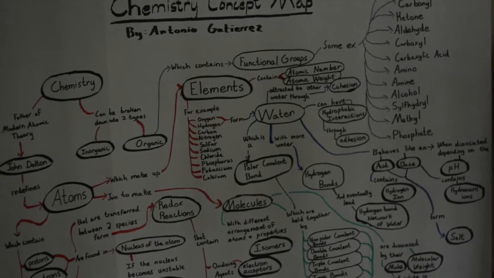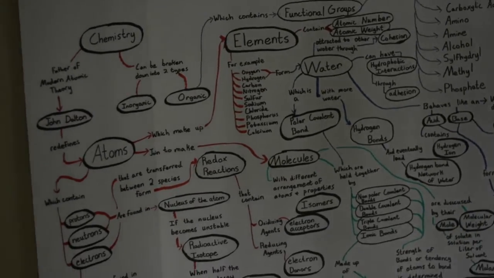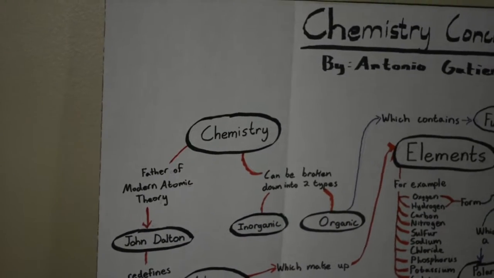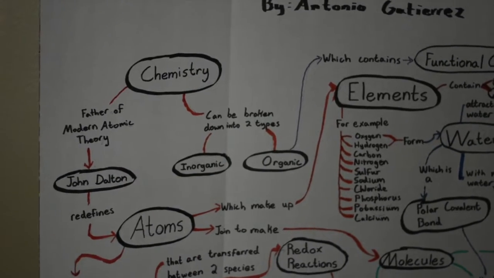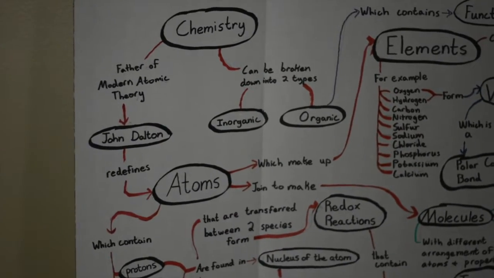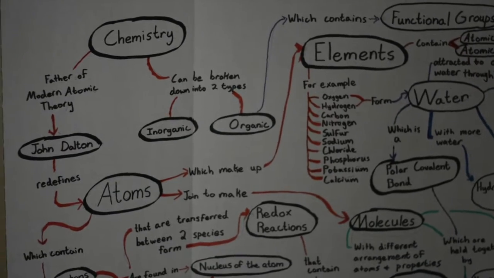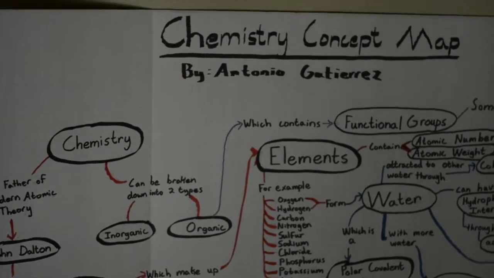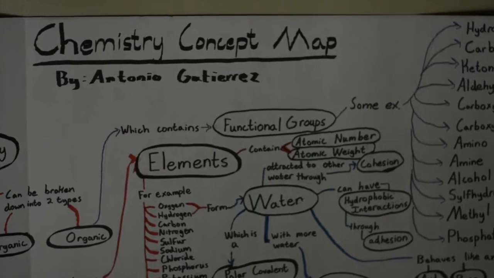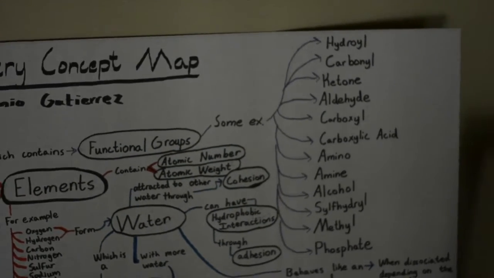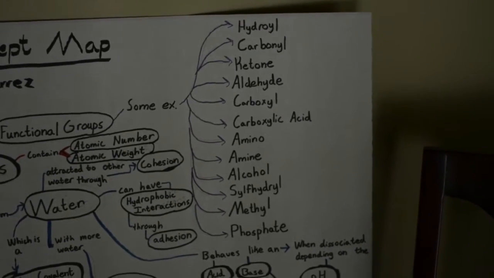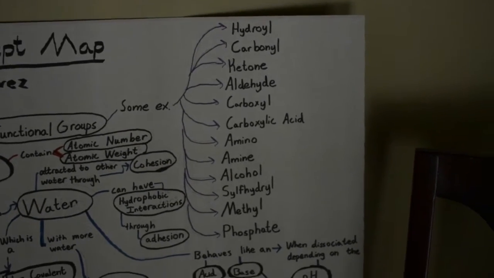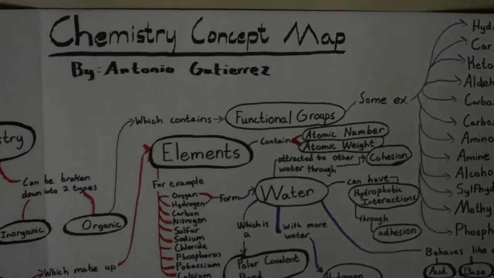Okay, so this is my chemistry concept map. I'm going to begin with chemistry right here in the corner, and start from the first link, which says chemistry can be broken down into two types, and we obviously know that's inorganic and organic chemistry. Organic chemistry contains functional groups, and I have examples of all the functional groups we were given in our list of terms. They're all right there, from hydroxyl to phosphate over there.